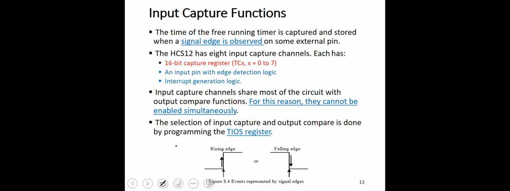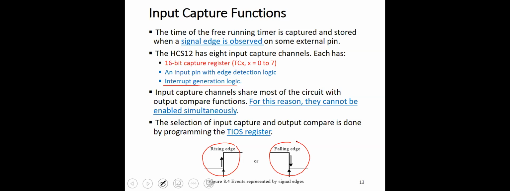Okay, and of course, this functionality is associated with interrupt service, such that if the channel is enabled and used to capture the time of the event, when this happens, it can be used to interrupt the CPU. So basically, as we said, we can capture the time at the rising edge or at the falling edge. This is a configuration that we can apply to the input capture channel.